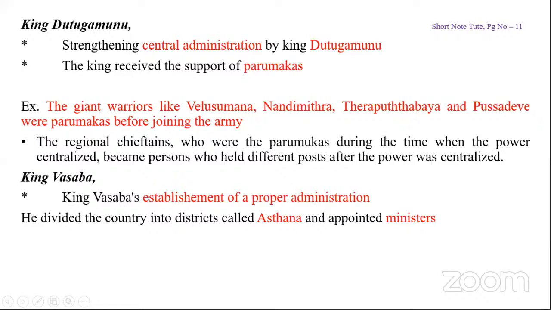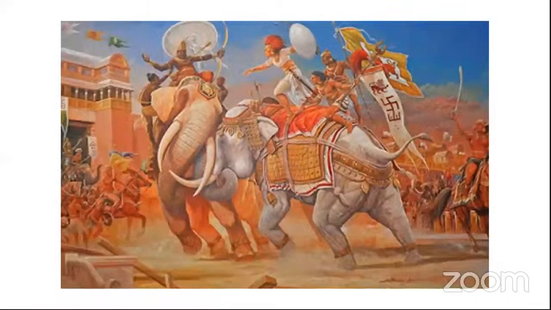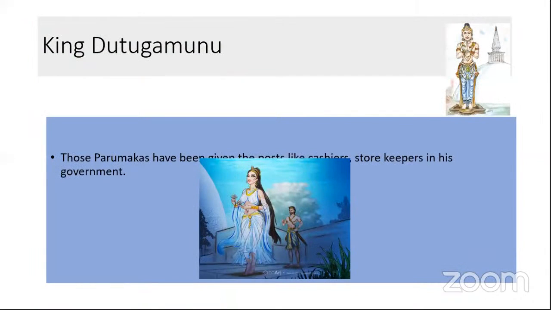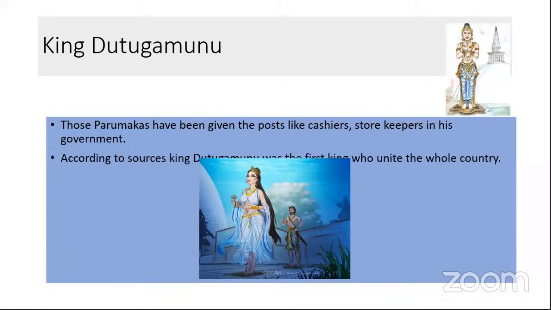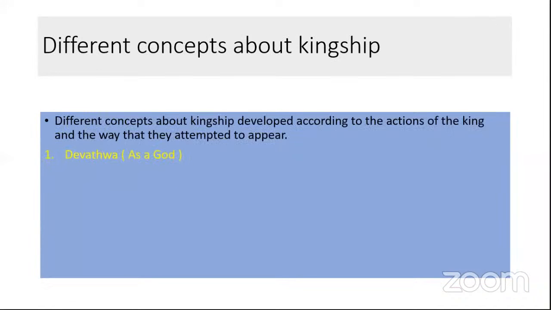Okay, I'm just moving to the question, question two. This is the fight of Duttugamunu with Elara. Elara is fighting with Duttugamunu. These are the giant warriors. And this is King Duttugamunu. He has given some posts to Parumagas like cashiers and storekeepers in his central administration. According to sources, this was King Duttugamunu's country. Right. So even different concepts of kingship we have to learn in this institute.